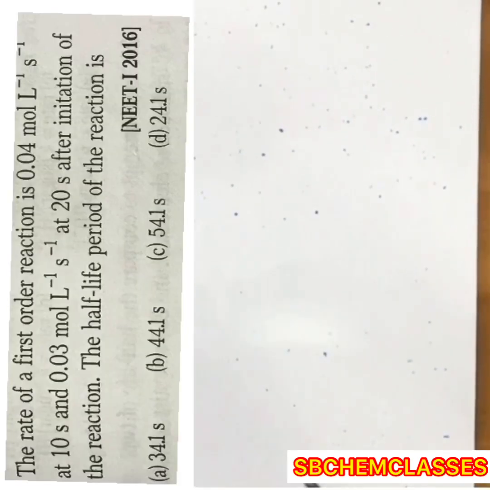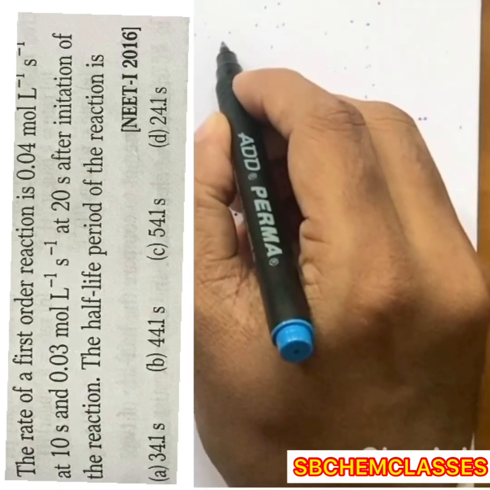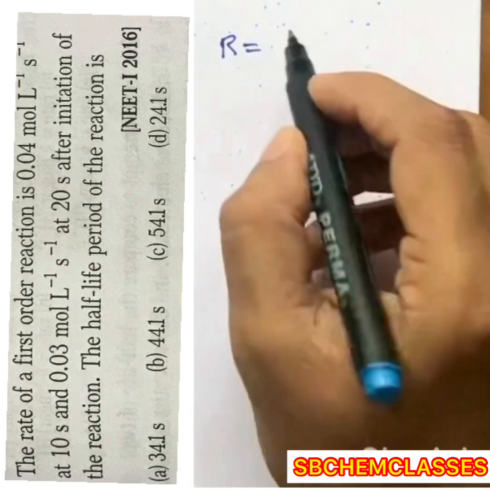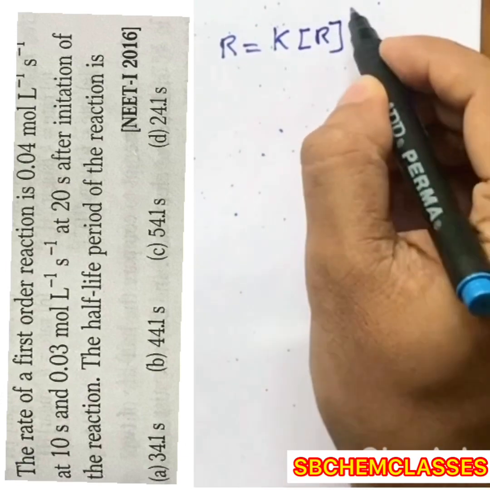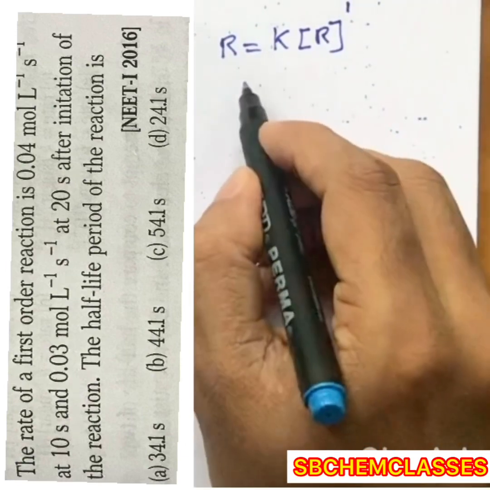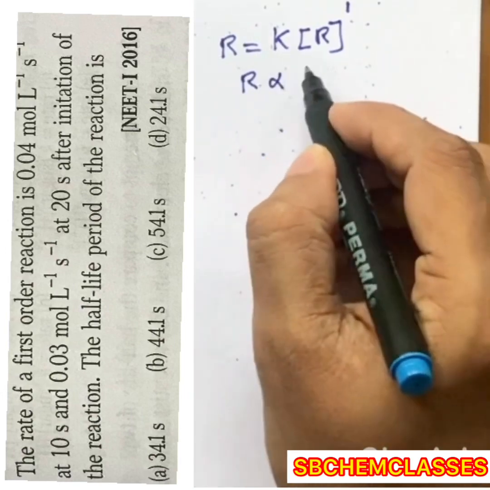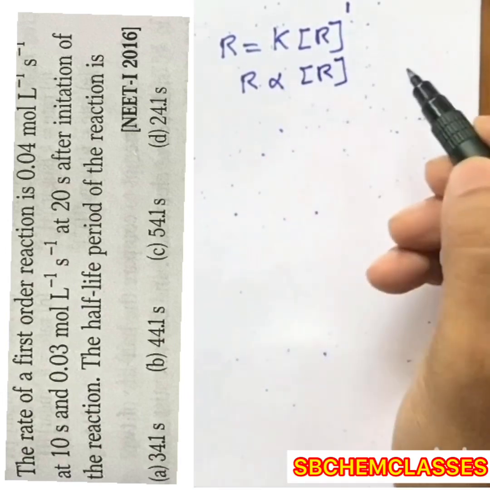The rate of a first order reaction is 0.04 mole liter inverse second inverse at 10 seconds, and 0.03 mole liter inverse second inverse at 20 seconds after initiation of the reaction. The half-life period of the reaction is. In this question, it is a first order reaction. A first order reaction has rate equal to rate constant into concentration of reactant raised to 1. So rate is directly proportional to concentration of reactant.